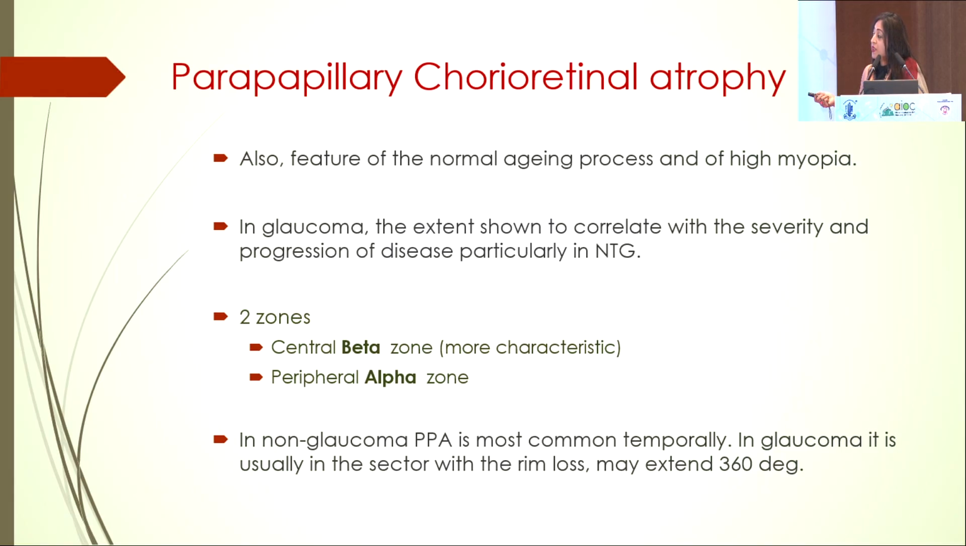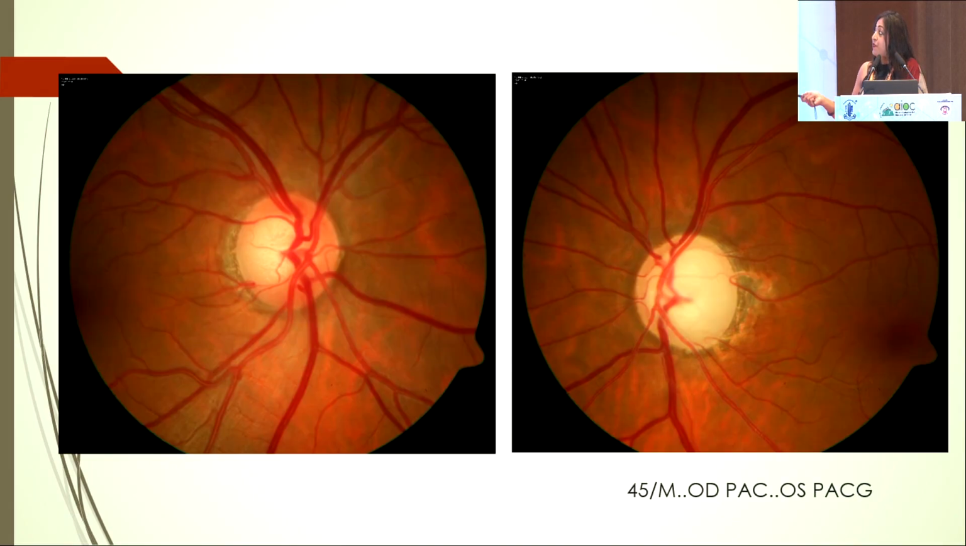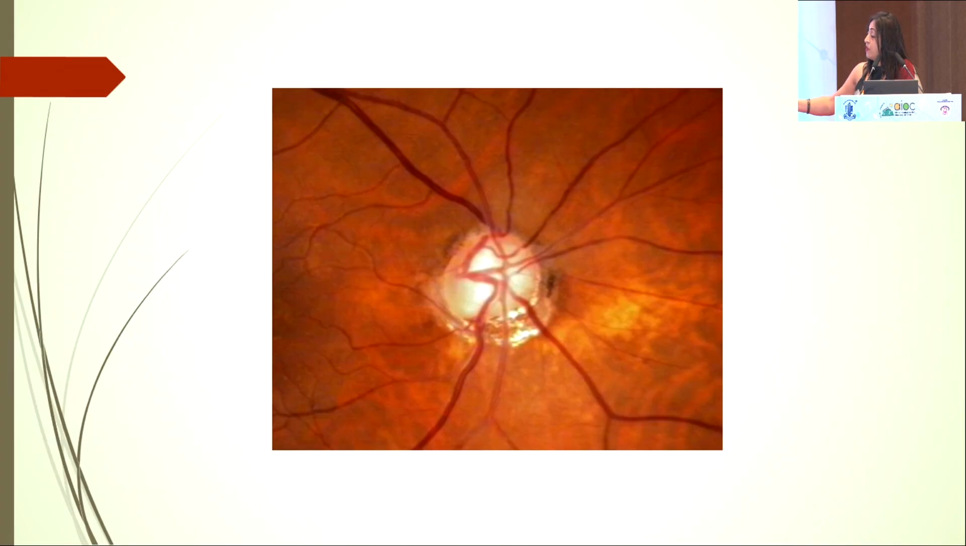So in non-glaucomatous eyes, PPA is most commonly seen temporally. If there is a significant optic nerve cupping, you might see a 360-degree PPA also. Again, this was a case of a 45-year-old male with PSC, right eye, and PSCG in the left eye. Just look at the peripapillary atrophy, which is seen here. More advanced here, which is maybe associated with the cupping also. So this is what I was talking about, the 360 degrees PPA.